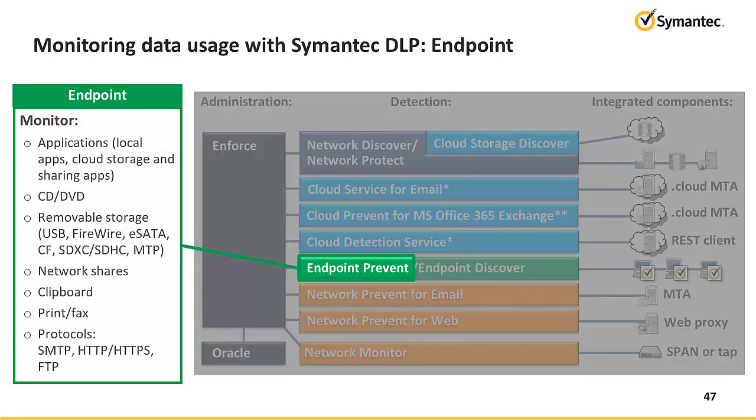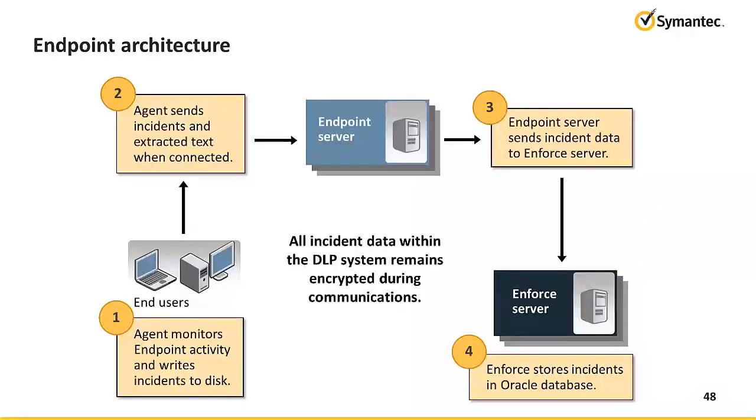It can also prevent data from being printed or faxed, or transferred over supported protocols such as SMTP, HTTP or HTTPS, and FTP. The DLP agent monitors activity on the endpoint for policy violations. If there is a violation, response rules are initiated locally. Even if the user's computer is disconnected from the network, the agent will still perform detection and incident response. The incident data is encrypted and written to disk regardless of whether there is a connection to an endpoint server.